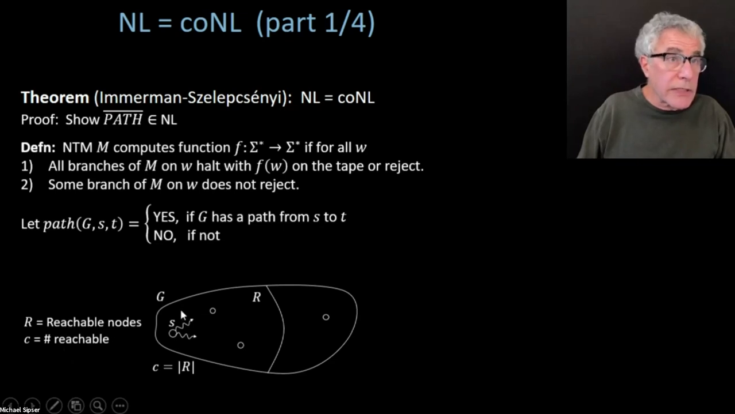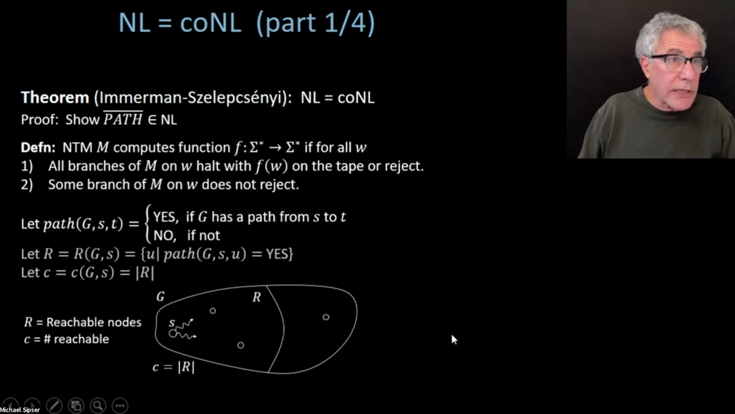Two important things for us here: if G is some graph, and S is the starting node, R is all of the nodes that you can reach from S. This is some collection of nodes. And C, which stands for count, is the number of reachable nodes. So I've written that down here more formally, if you like it more that way. R is the collection of nodes for which there's a path from S to the node. And C is the size of R. So you have to understand these two because we're going to be playing with this for the next 3 slides.